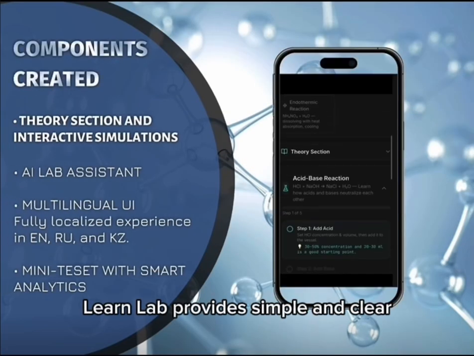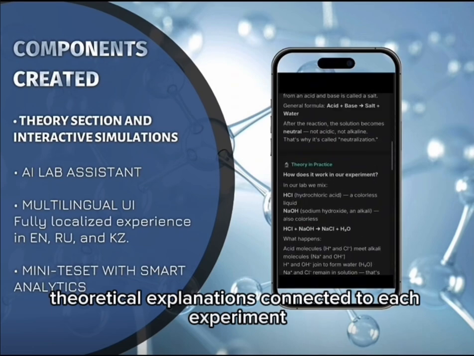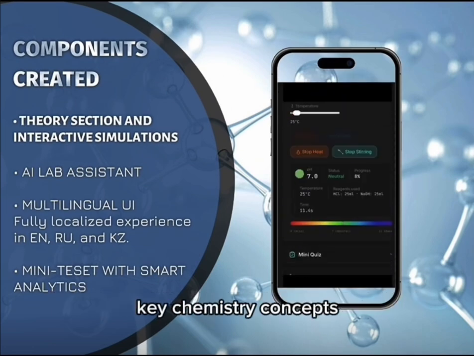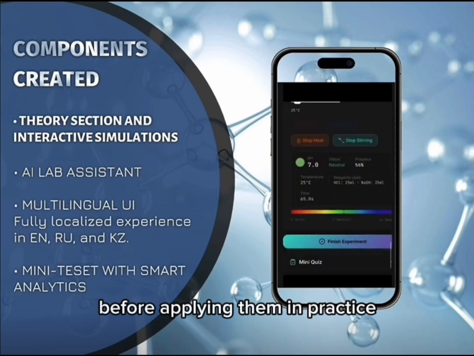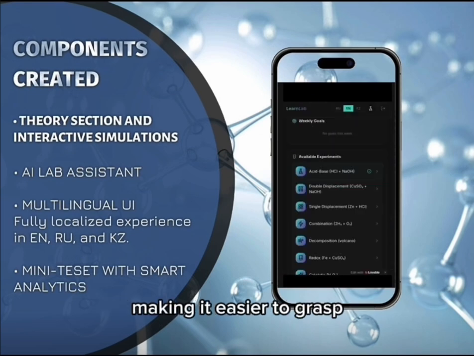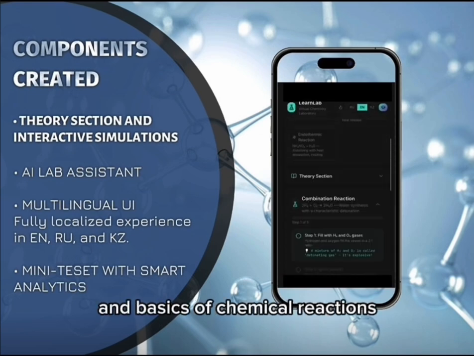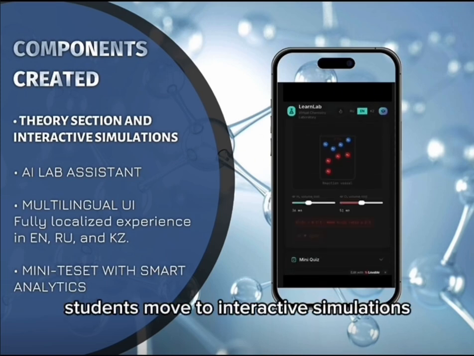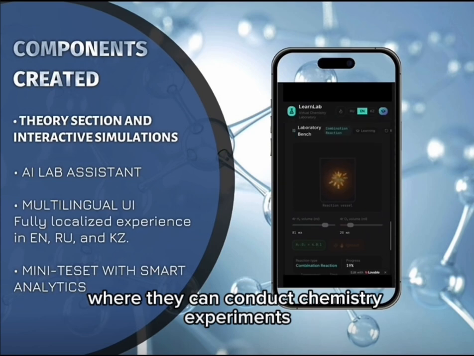LearnLab provides simple and clear theoretical explanations connected to each experiment. The theory helps students understand key chemistry concepts before applying them in practice, making it easier to grasp the basics of chemical reactions. After learning the theory, students move to interactive simulations where they can conduct chemistry experiments step by step.